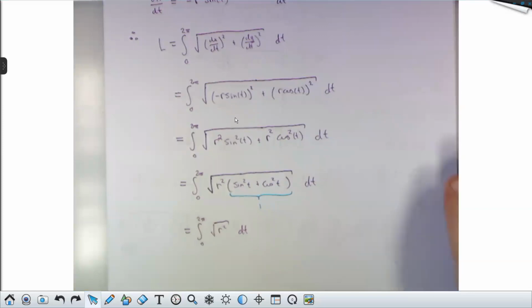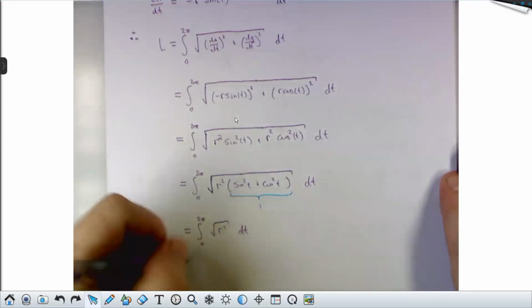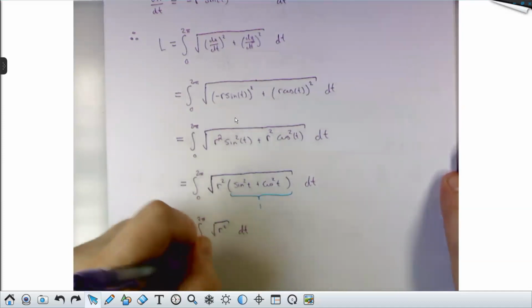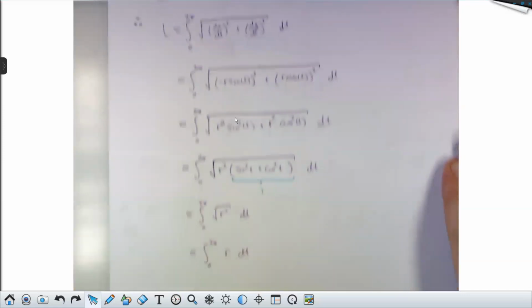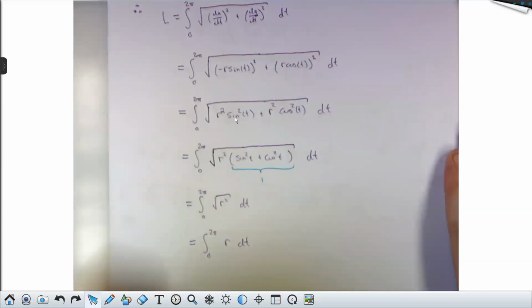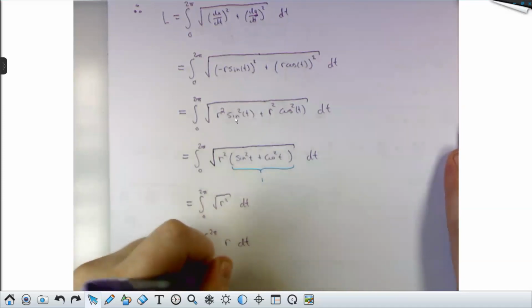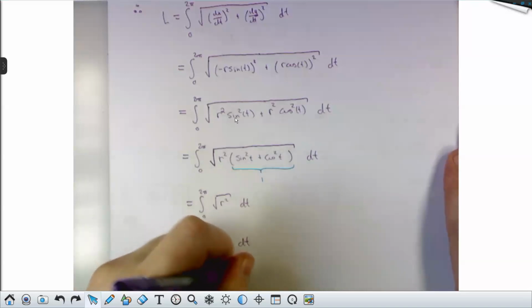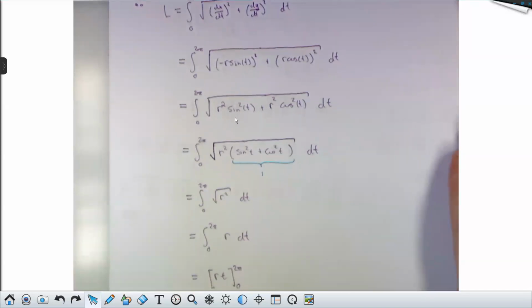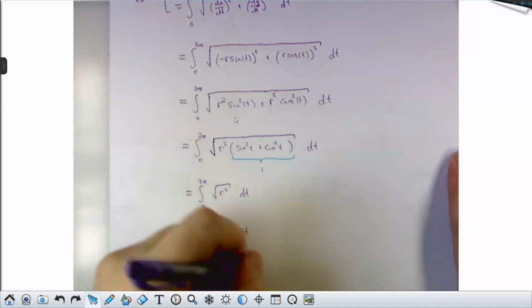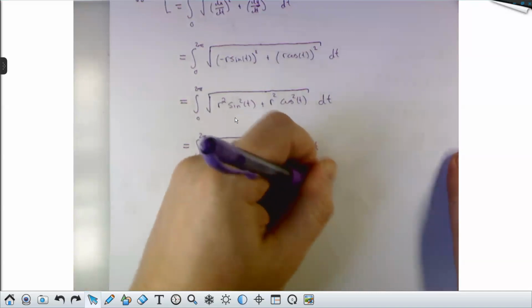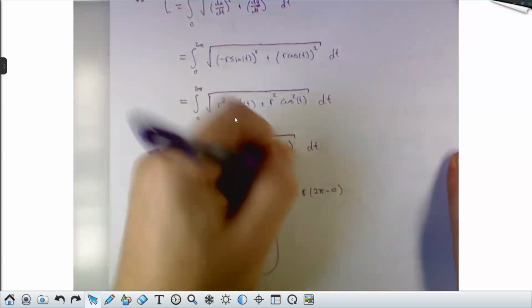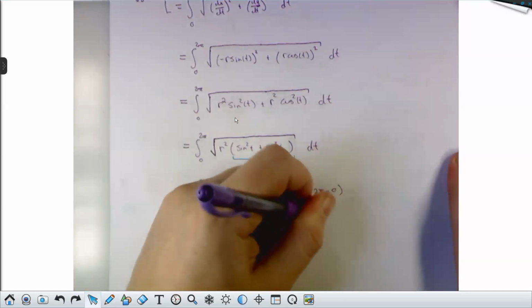And r squared is a constant. R is a constant. The square root of r squared is just r. So what do we get? We get r times t evaluated from 0 to 2 pi. And that's r times 2 pi minus 0, which is just 2 pi r.